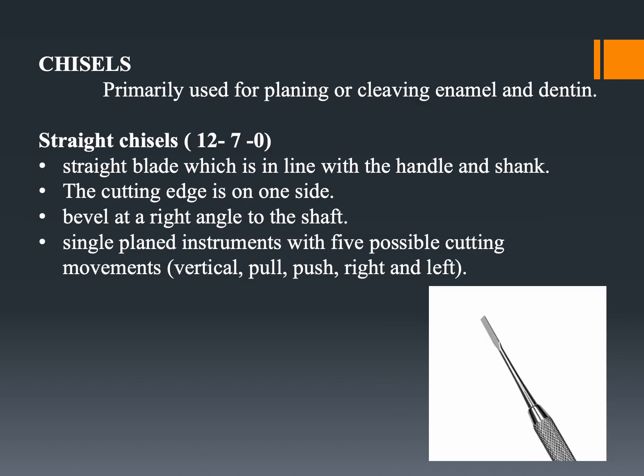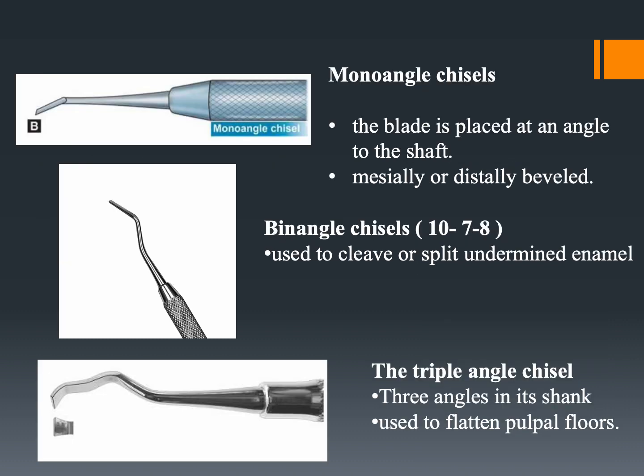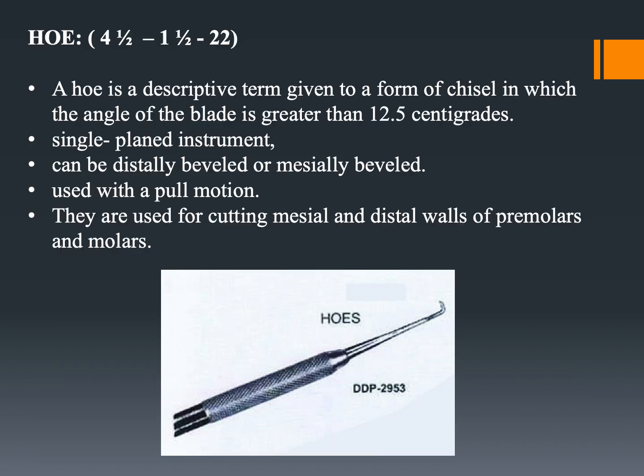Coming to chisel. Chisel is a primary instrument which is used for planing or cleaving the enamel or dentine. It cleaves or breaks the enamel and helps us to remove your caries from the tooth during the tooth preparation. Okay, so the cutting edge is only on one side and the bevel is at right angle to the shaft. So it is used in vertical, pull, push, right and left movement only. The other types of chisels include the mono angle, bin angle and triple angle. It is nothing but the amount of angulations which are formed in the shank of the instrument.